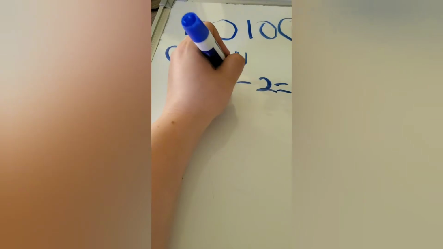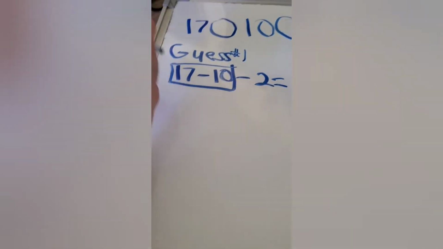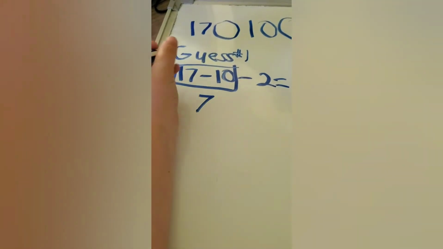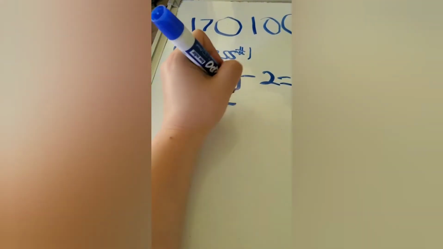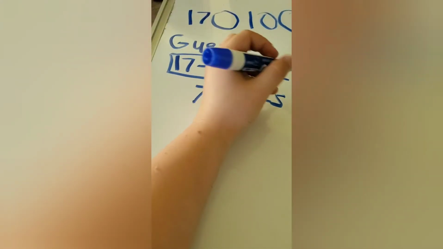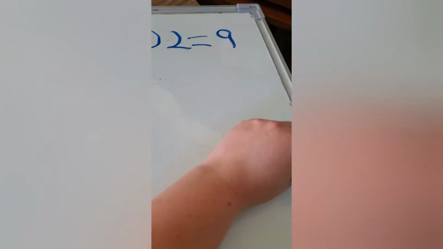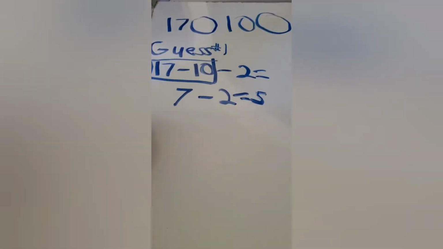Okay, so I first start off with these two numbers. 17 take away 10 is what? It is 7. Oh. But 7 take away 2 is 5. Is that right? My answer I'm supposed to get is not 5. It's supposed to be 9. Okay. So guess number 1 didn't work.